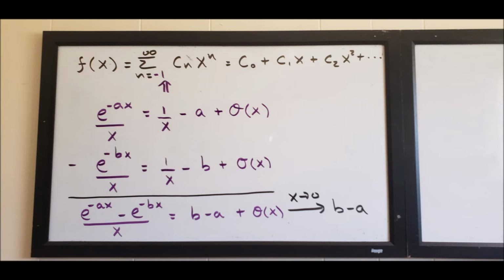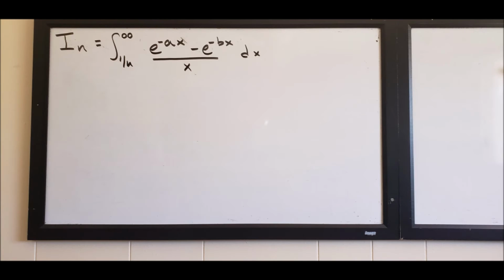Let's just note that the divergent parts, the 1 over x, actually cancel each other. So when we go to x equals 0, we get a finite number b minus a, reassuring us that this function is integrable. Okay, so that was just a warm-up getting us used to Laurent series.